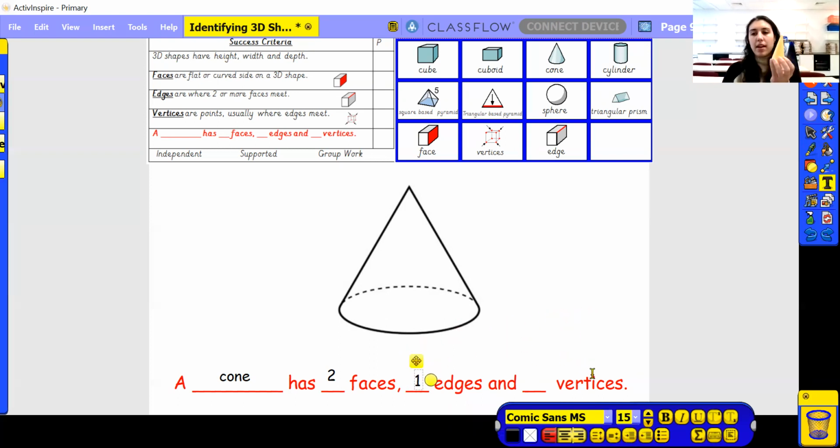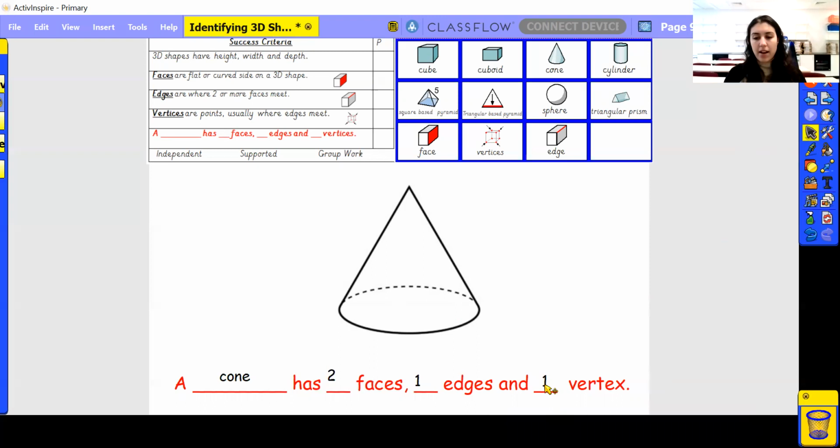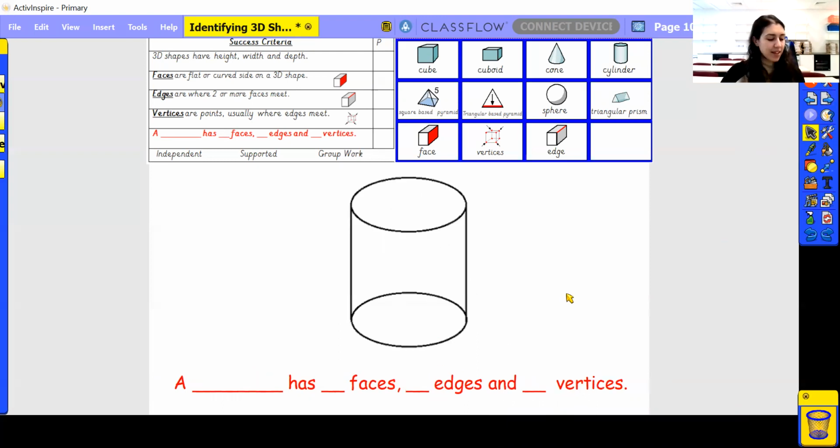And how many points are there on the cone? It's just got 1 point at the top. So it's got 1 vertex. So that means we need to change this to vertex, because if we've just got 1 of them, then it can't be plural. So let's say our sentence frame together. A cone has 2 faces, 1 edge and 1 vertex. Well done, year 2.